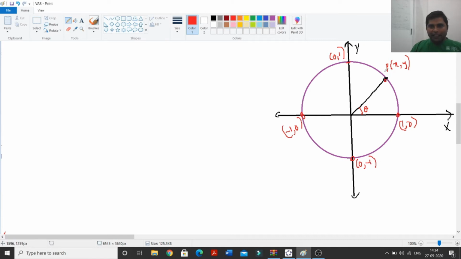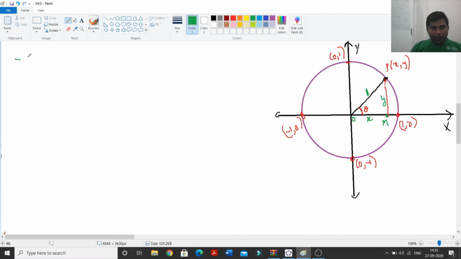Now if point P is making an angle theta with the positive x-axis, OP is making an angle theta with the positive x-axis, it means OM is x and PM is y, right? That's what it means. Now, as it is a unit circle, this OP length is 1 unit.